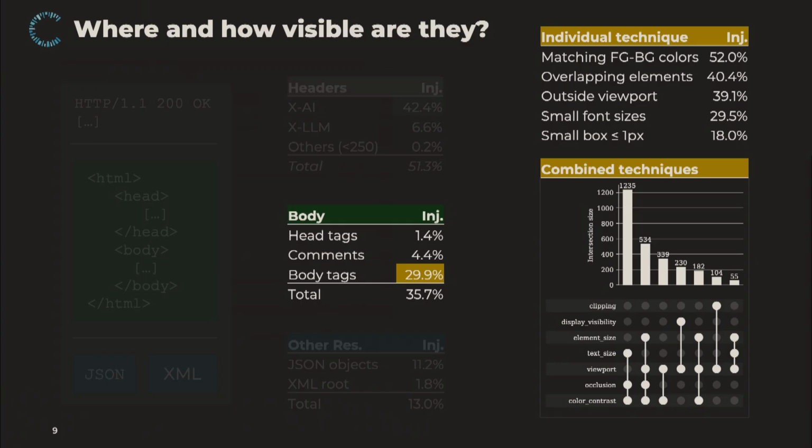For example, in this plot, the one on the left-hand side is using a small text size. The next is occlusion, that is moving the HTML tag with the Z-index to the back. And the last one is color contrast, low contrast, meaning that the background and the foreground color are either the same or nearly identical.